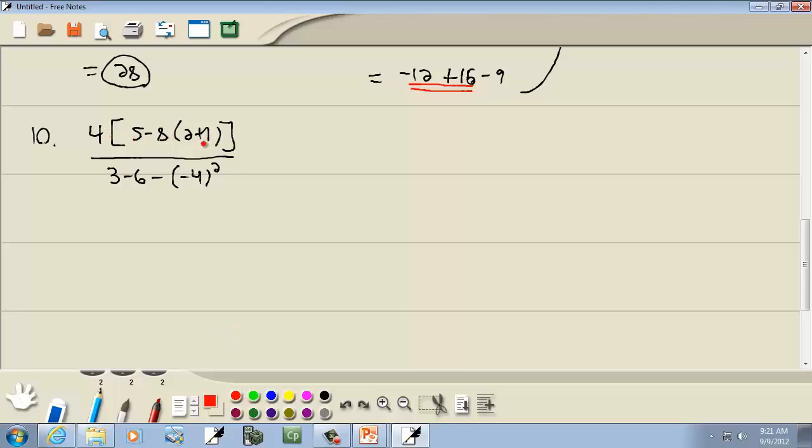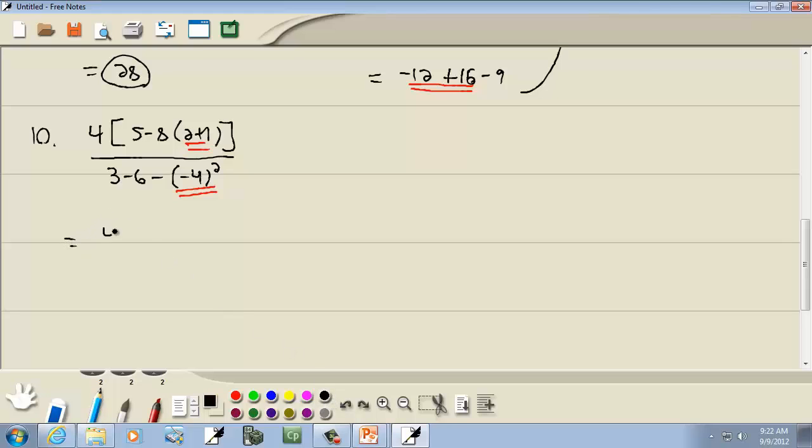We've got brackets, so we're going to do what's inside the brackets. Within the brackets, we have parentheses, so we're going to do those first. You do the inner ones first. Now down below, we're also going to follow Please Excuse My Dear Aunt Sally. We have parentheses, but there's nothing to do inside them. So, excuse, exponents. We've got a negative 4 squared.